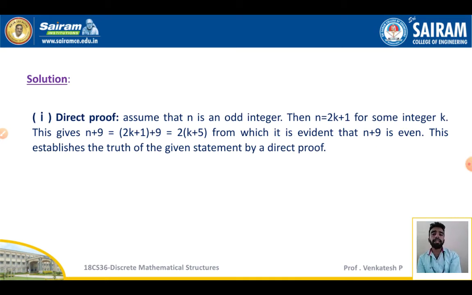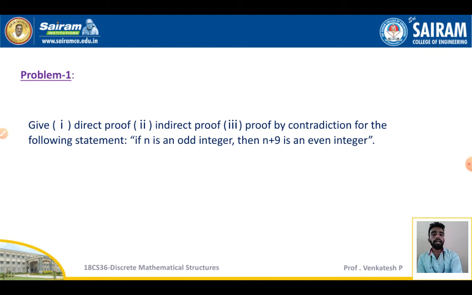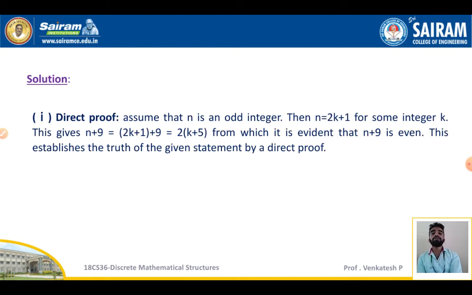let me explain in terms of direct proof. Assume that n is an odd integer. The given statement is that n is an odd integer, and now I should prove that n plus 9 is an even integer. So assume that n is an odd integer. Then n is equal to 2k plus 1, which is obviously an odd integer, for some integer k.